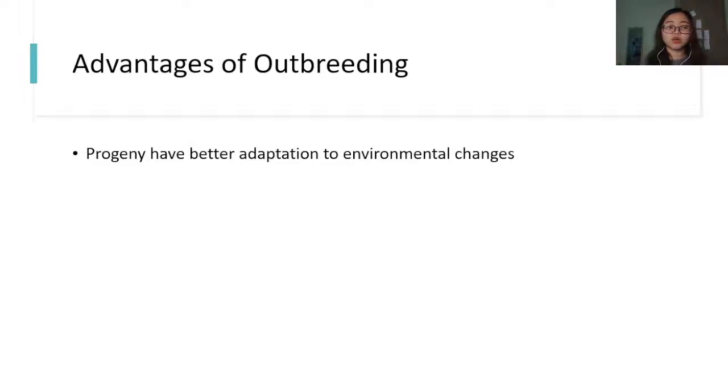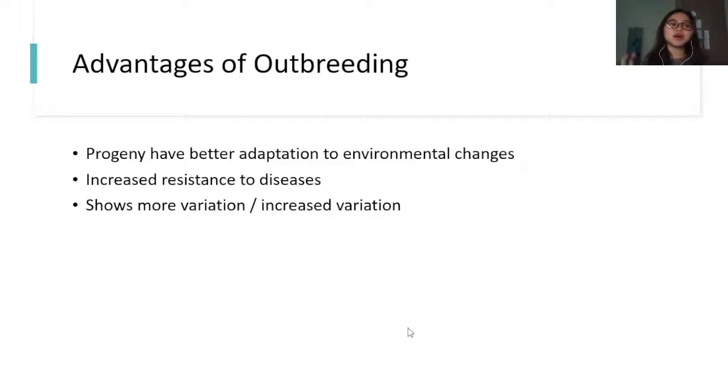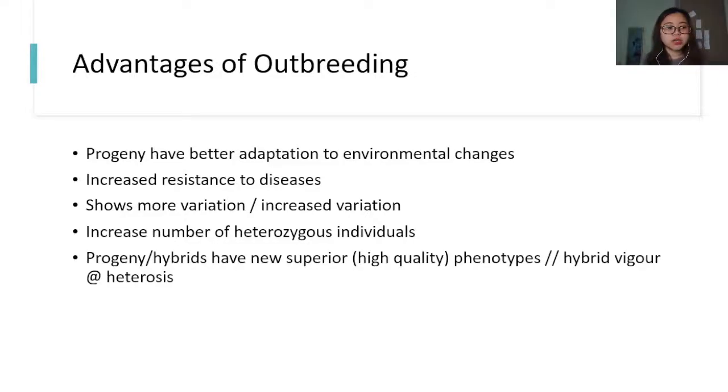The progeny or the offspring of outbred individuals will have better adaptation to environmental changes. So dia dapat lebih mudah untuk sesuaikan diri kepada perubahan alam sekitar. They will have increased resistance to disease. They're less likely to die from being sick. They also show more variation, and it can increase the number of heterozygous individuals. And usually, the progeny or hybrids can have new superior or high quality phenotypes, which is also referred to as hybrid vigor or heterosis. So if people ask you what are the advantages of outbreeding, you can use these examples here.